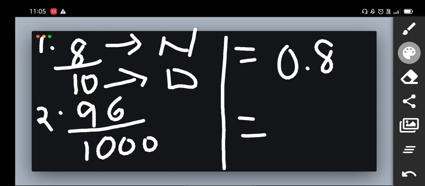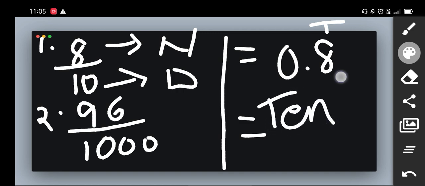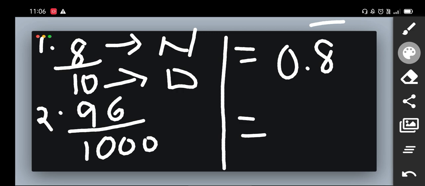10 has only one zero and the 8 took that zero, so it is in the tenths place. Remember, this is the tenths place. In the decimal part we don't have ones, we start from tenths. And in the whole part we have ones. So what is the answer? 0.8.